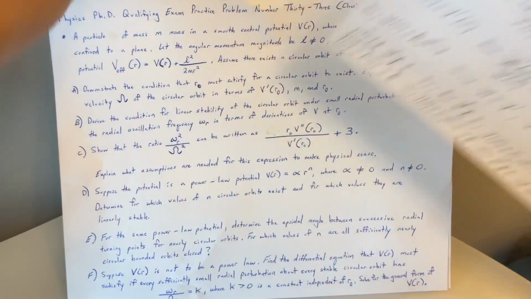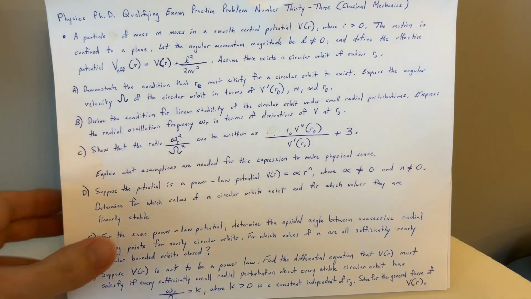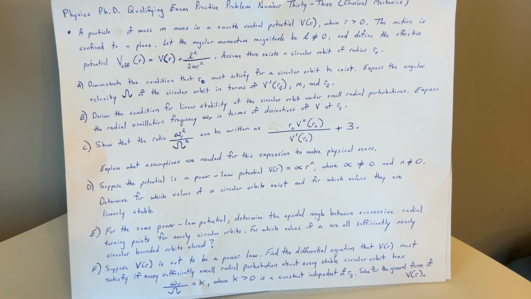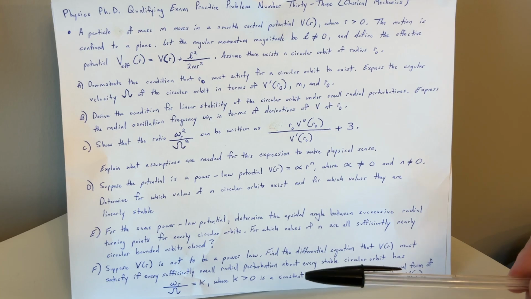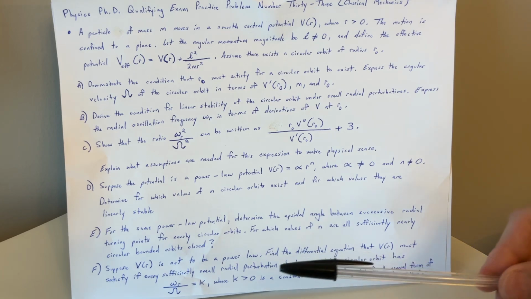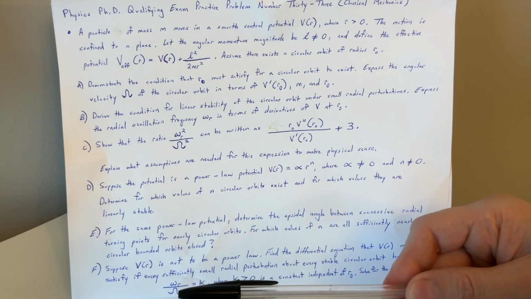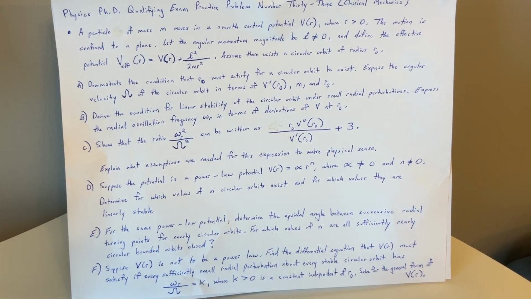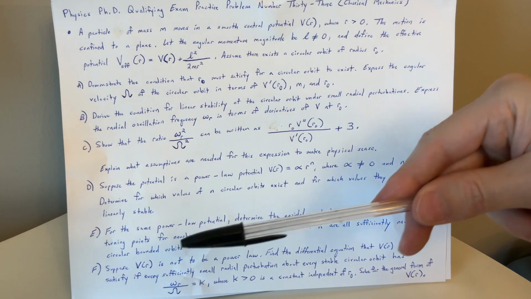And now, just to read letter F. Suppose V of r is not a power law. Find the differential equation that V of r must satisfy if every sufficiently small radial perturbation about every stable circular orbit has lowercase omega sub r over capital Omega equals k, where k is greater than 0 is a constant independent of r naught, and we want to solve for the general form of V of r. Again, suppose V of r is not a power law.